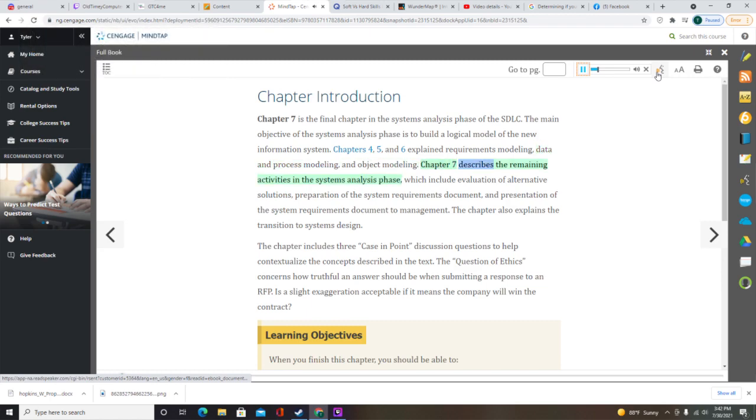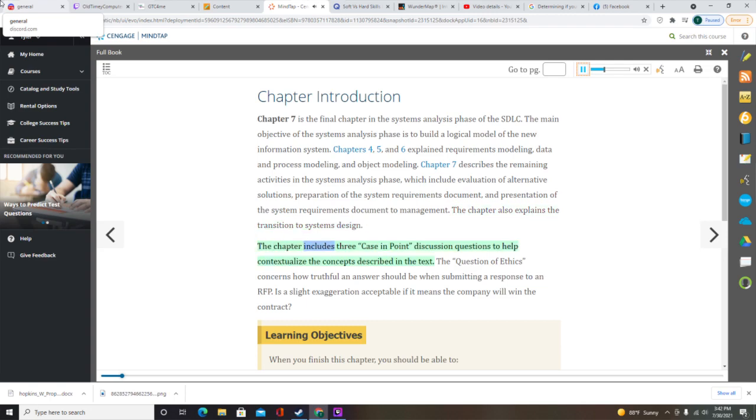Chapter 7 describes the remaining activities in the systems analysis phase, which include evaluation of alternative solutions, preparation of the system requirements document, and presentation of the system requirements document to management. The chapter also explains the transition to systems design.